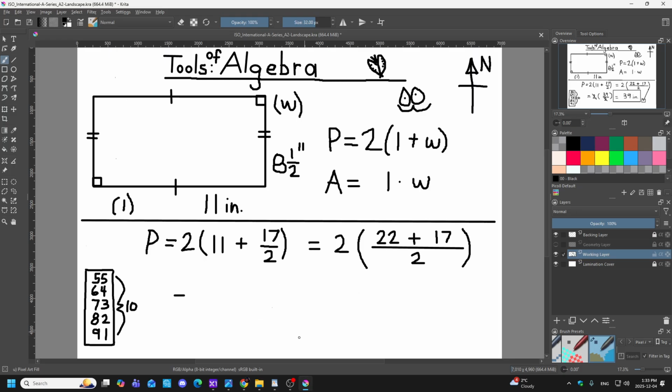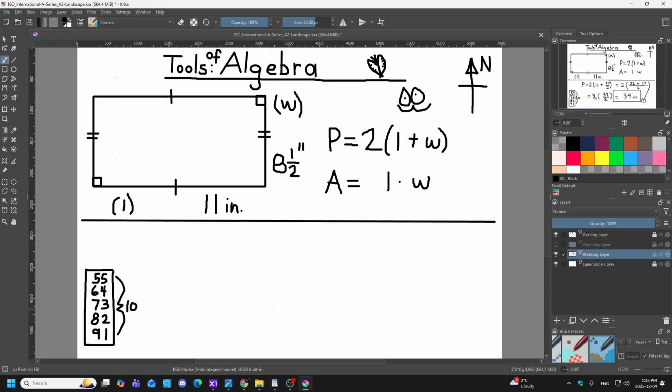All right, awesome sauce. Now the area. Length, multiply. I'm going straight to substitution. 17 over 2. Right? Yes. Okay. So I have 11 times 17.